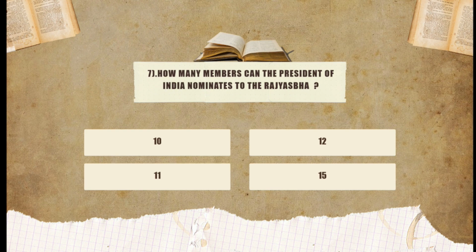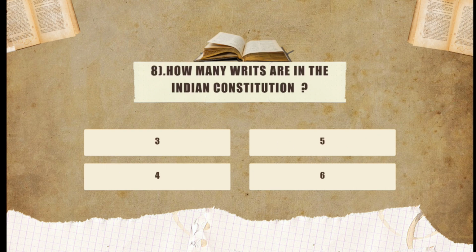The correct answer for question number seven is that the President can nominate 12 members to the Rajya Sabha. Okay. Next question, question number eight. How many parts are in the Indian Constitution?